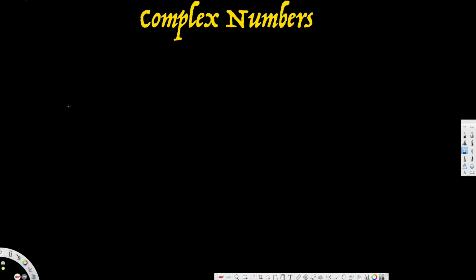Now here we are going to see how to find out the absolute value of a complex number. The absolute value of a plus bi, where a plus bi is a complex number. To find out the absolute value, we use this equation: square root of a squared plus b squared. Now let's look at an example.